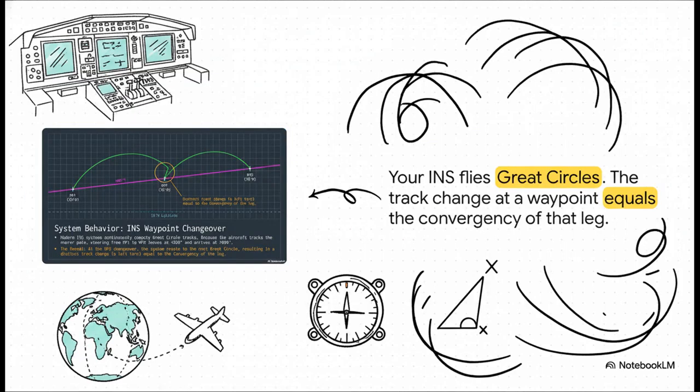You might be wondering, why does this matter in a modern glass cockpit? Well, it's because your automated systems, your INS or FMC, are constantly flying in great circle segments. At each waypoint, the aircraft makes a turn. That turn is equal to the convergency of the leg you just finished. It's happening on every single flight.